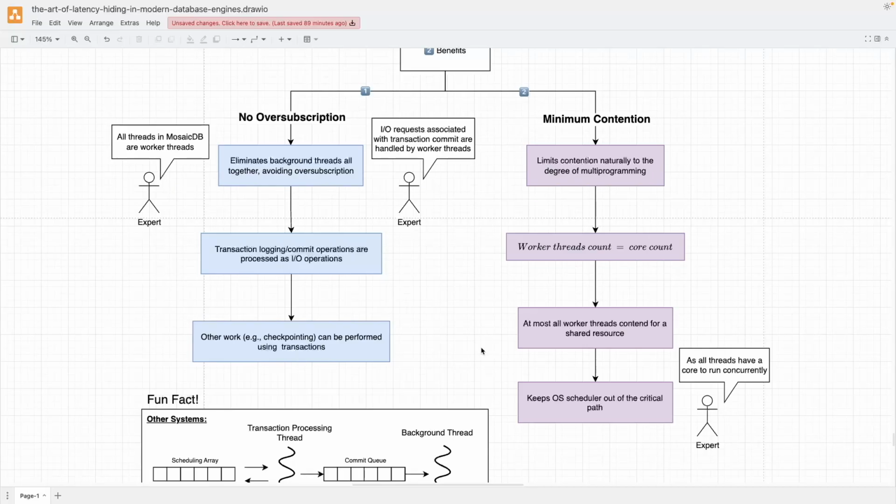All of that is done as coroutines. There is no background thread. Again, I repeat, there is no background thread, no helper thread, nothing. This is very important because you don't want the OS scheduler to meddle with your system.